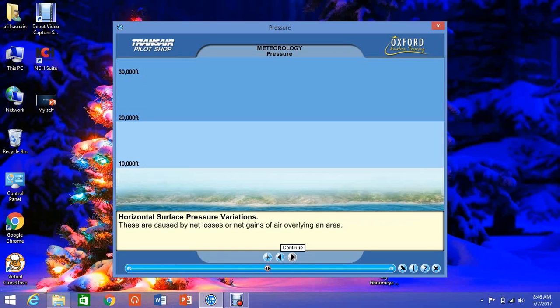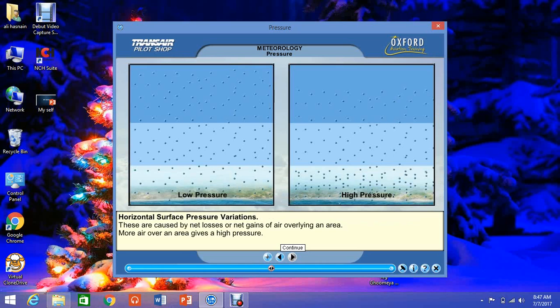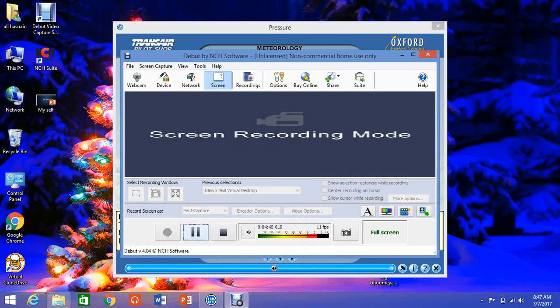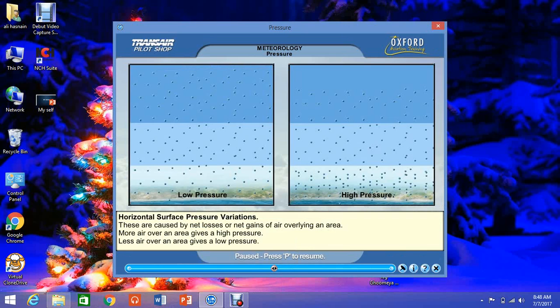Let us first analyze the variation of pressure horizontally. Why, for instance, might we get a high pressure in one area and a low pressure in another? If on a given day there is a greater amount of air overlying the surface, then the weight of air will increase, and therefore the pressure will increase. Conversely, if on a given day there is less air overlying the surface, this gives rise to horizontal surface pressure variations, which are more commonly known as high and low pressures.